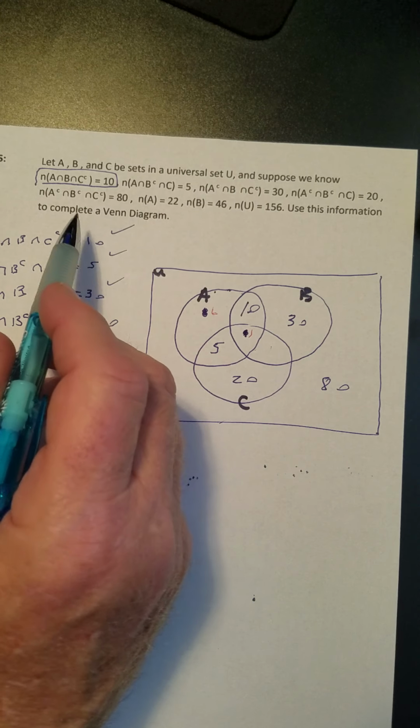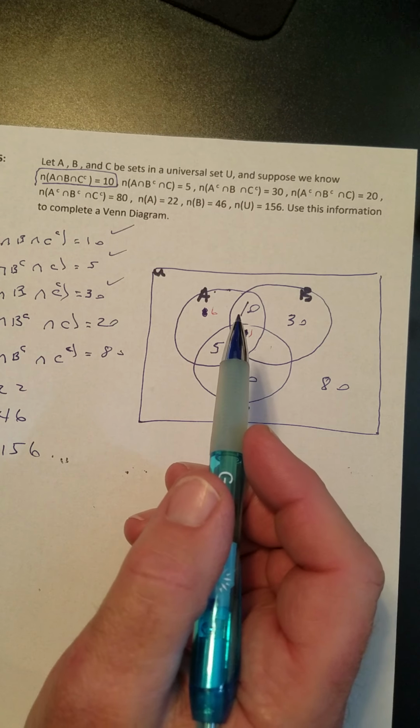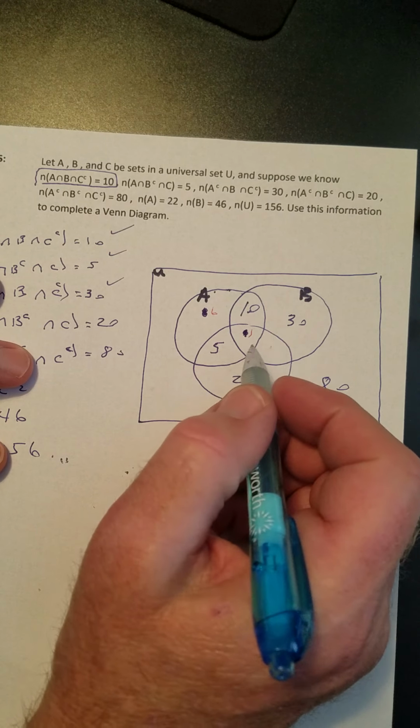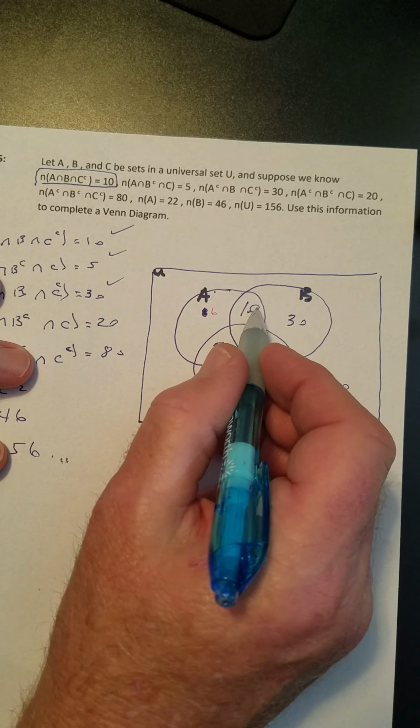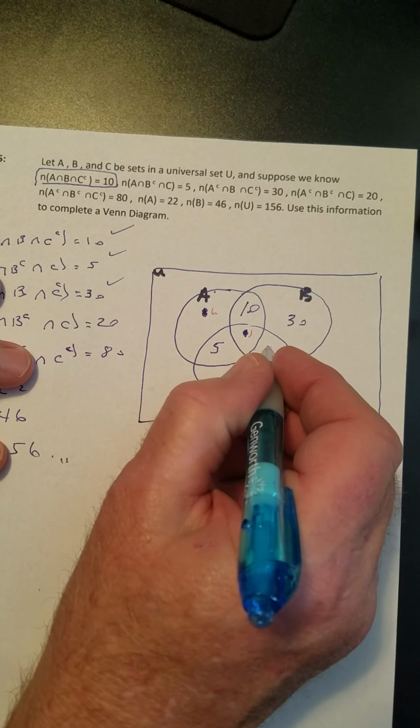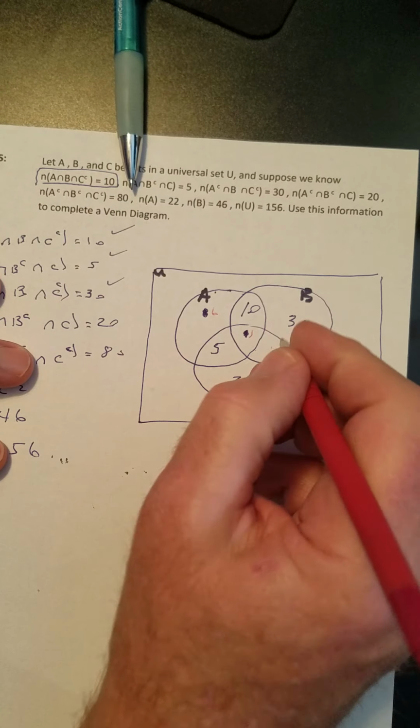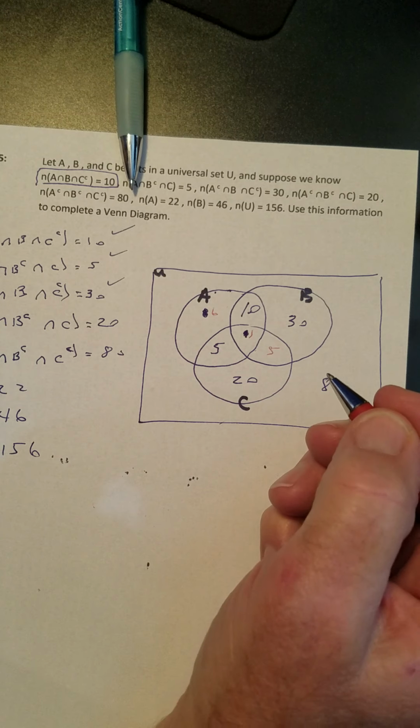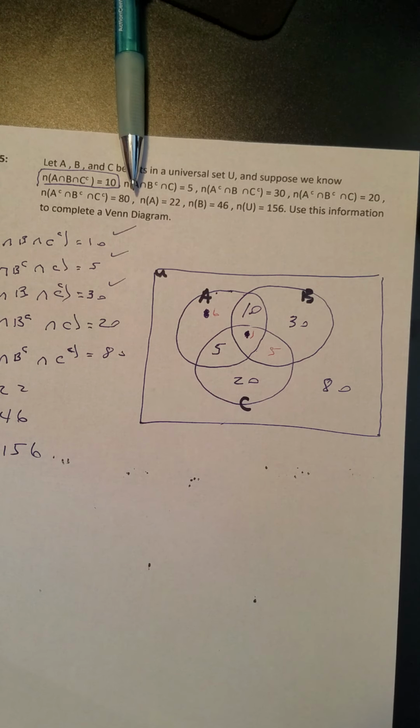Okay, also, there was 46 in B, so if I got 30 here and 10 and 1, that's 41, subtract, that means this number here would have to be a 5. Okay, now you have all your numbers.